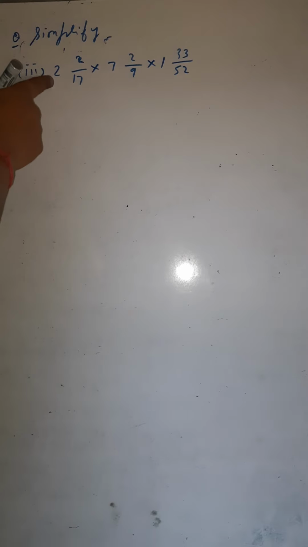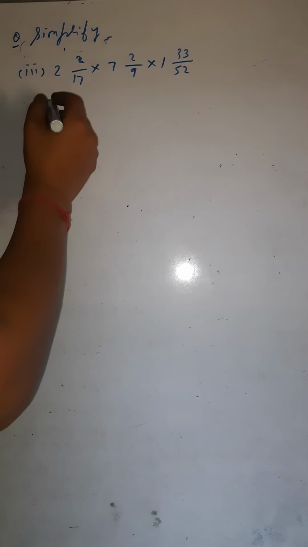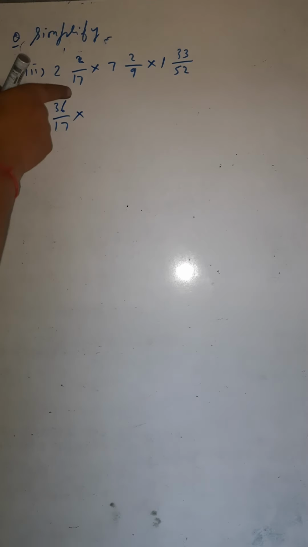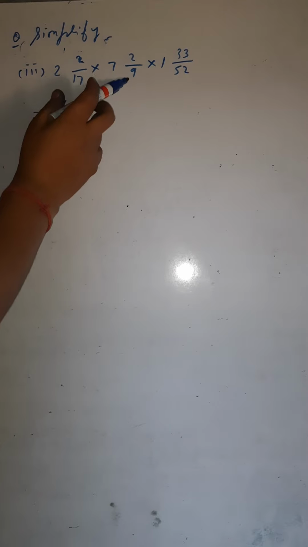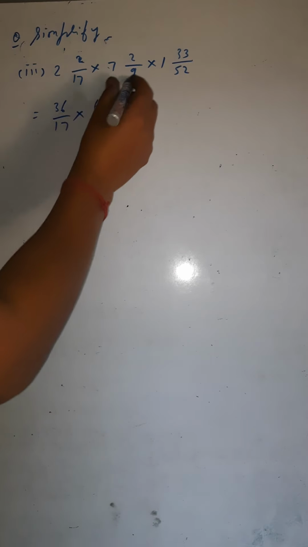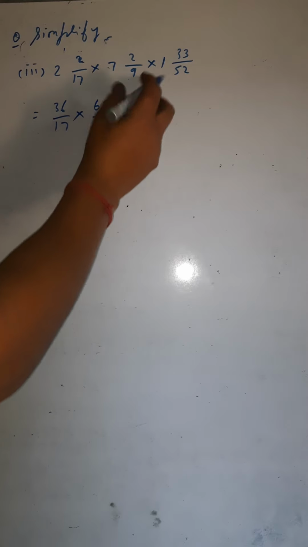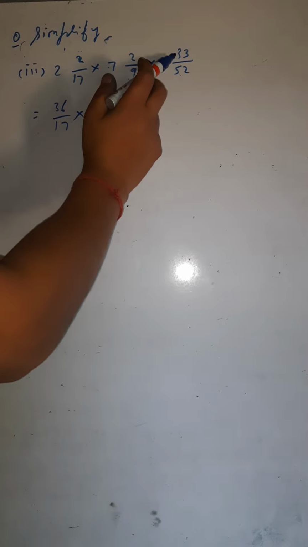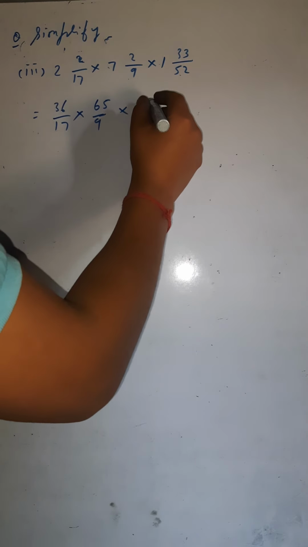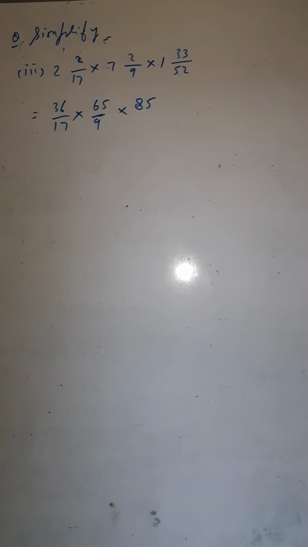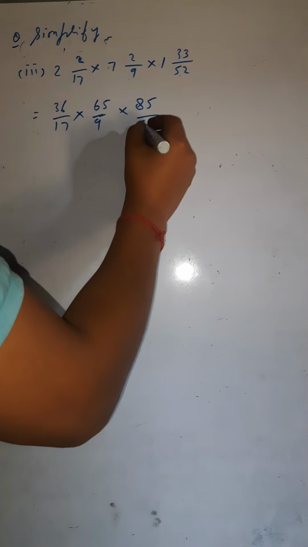17 twos are 34, 34 plus 2 is 36 by 17. Similarly here also, 9 sevens are 63, 63 plus 2 is 65 by 9. Here 52 ones are 52, 52 plus 33 would be how much? 85. Yes, 85 by 52.